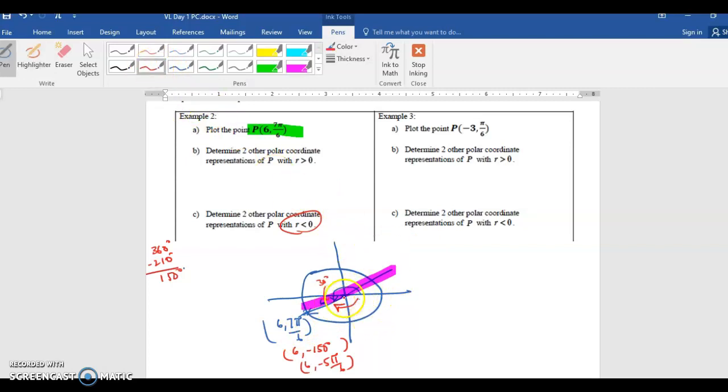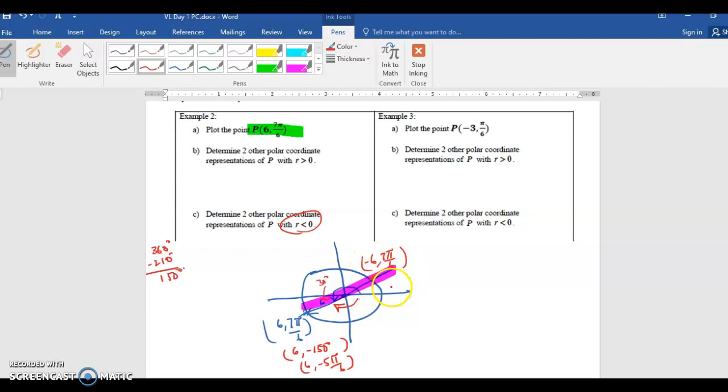Which means that this point is (-6, 7π/6). Okay, that's the third representation. Sorry, the second one other than the original one. Normally we can do 4. Actually, we can do more than 4. We can do multiple ways, because you can take any multiple of 2π and add to it, or any multiple of π and add to it, or subtract. So negative 7π/6, right?